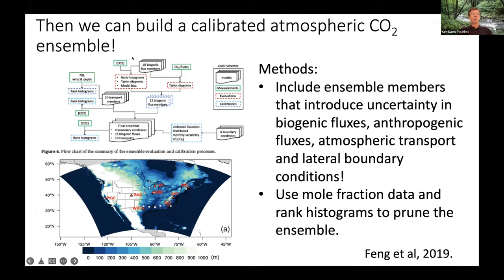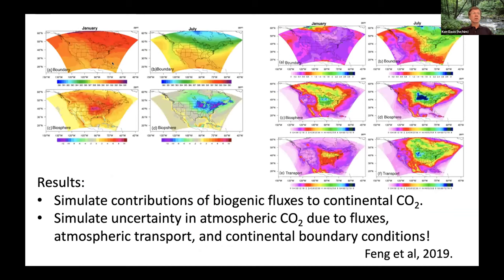And so in this work, we took ensemble members that include the biogenic fluxes, anthropogenic fluxes, atmospheric transport, and lateral boundary conditions, all those parts of uncertainty in atmospheric CO2, and used mole fraction data over North America to calibrate that ensemble using rank histograms. This is Xiaofeng's work. And the results are that we get mean fluxes and their impact on atmospheric CO2.